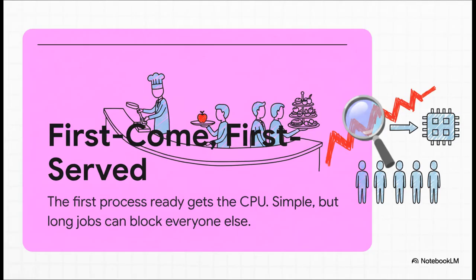So how does the head chef actually decide who goes next? Well, the simplest strategy is exactly what it sounds like. First come, first served. It works just like the line at a deli. Whoever gets there first gets the stove next. It's simple, it's fair, but you can probably see the problem. Imagine you just need to toast a piece of bread, but you're stuck in line behind a chef who's preparing a massive 5-course banquet. One really long job can hold up everybody else.